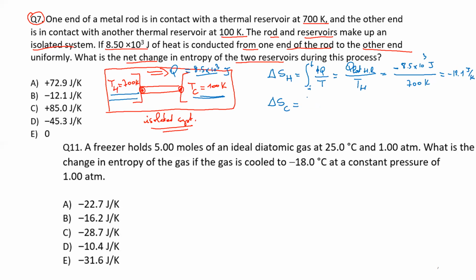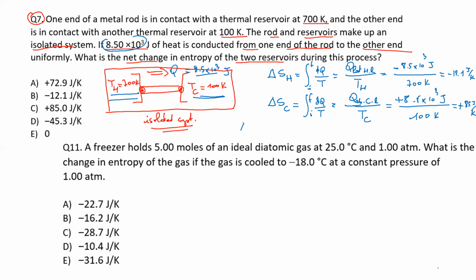So it will be, of course, the integral between initial and final of dq divided by T. But now this T cold is constant, so I put it out. So I'll have Q absorbed by the cold reservoir divided by the temperature of the cold reservoir. What is the Q absorbed by the cold reservoir? It's just this amount of heat. It's absorbed by the cold reservoir. So I will have plus 8.5 × 10^3 joule divided by 100 Kelvin. You calculate it and you get plus 85. That's what I got, plus 85 joule per Kelvin.